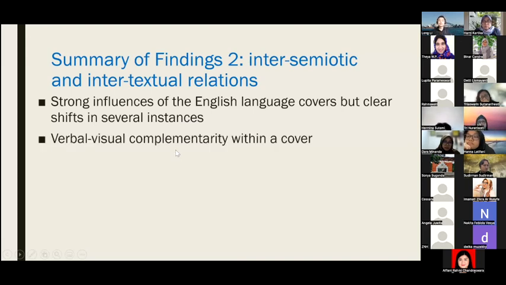There is great complementarity between the verbal elements and the visual elements within a cover. So the title is elaborated by the pictorial character resembling a bird, and the subtitle is complemented by the images of the three women.